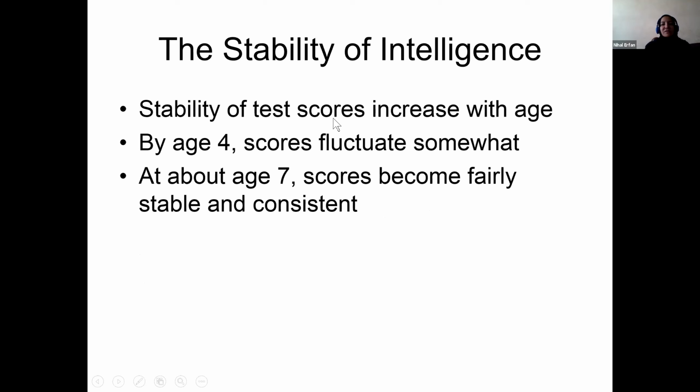The stability of test scores increases with age. By age 4, there's some fluctuation. By age 7, scores are pretty stable and consistent, and this is school entry. So by age 6 or 7, when you enter grade 1, most of your intelligence parameters are fairly stable and consistent. And so begins the process of learning at school.